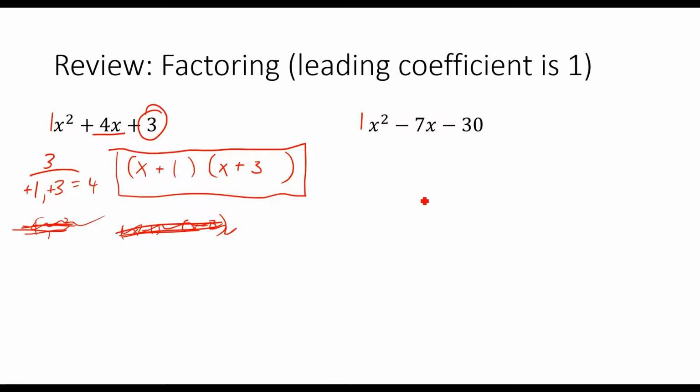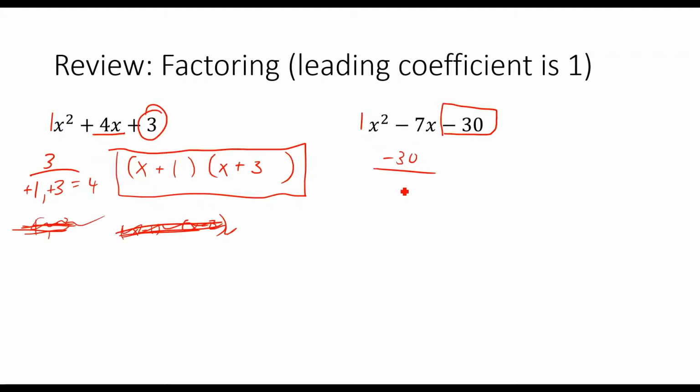Okay, now let's step it up a little bit. Okay, what if we had 1x squared minus 7x minus 30? Okay, the number in the front is still 1, so we still want to look at the last value. Make sure that you include your negative.